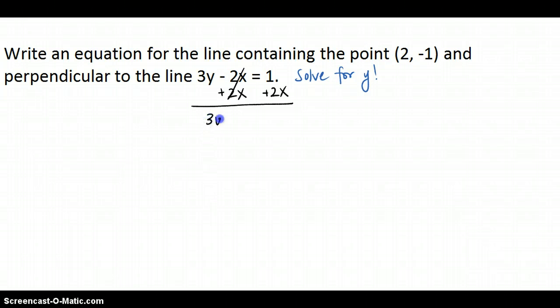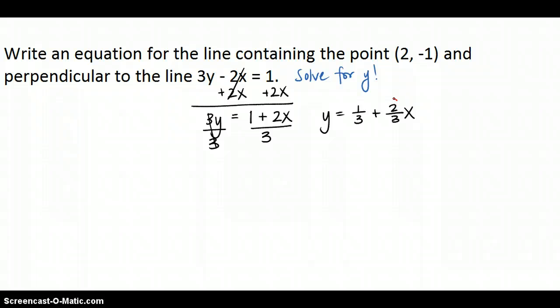That leaves me with 3y on the left equals 1 plus 2x on the right. We can't combine the 1 and the 2x because they're not like terms, so we leave both of them on the right. My second step to get y by itself is to get rid of that 3. Since the 3 is being multiplied by y, we want to divide to get rid of it. So that leaves me with my final equation: y equals 1/3 plus 2/3 x. Now that our equation's in slope-intercept form, we can easily identify the slope of the given line to be 2/3.